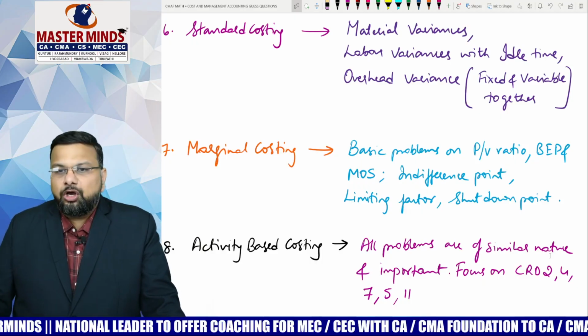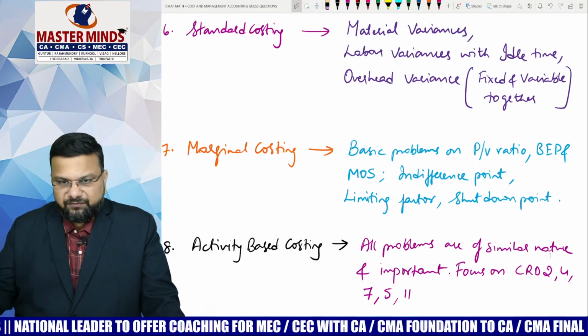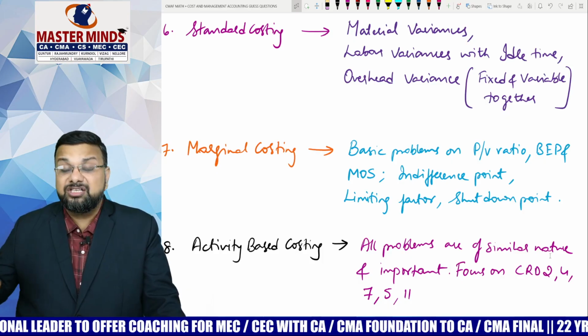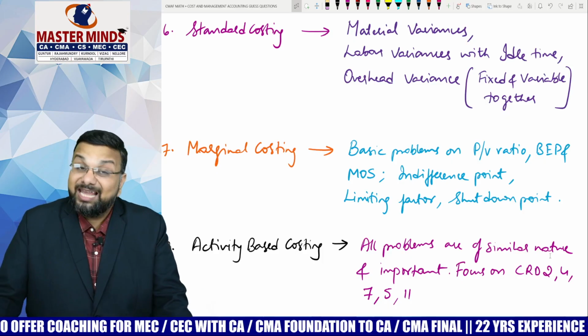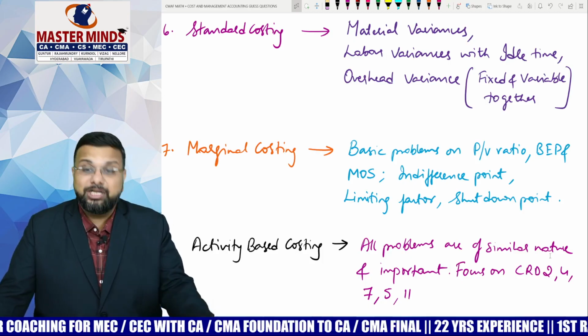So basic problems on PV ratio, break-even point and margin of safety. Okay, indifference point, limiting factor is the most important one because it's all about decision making, right, and shutdown point. So these are the areas that are to be covered in marginal costing.